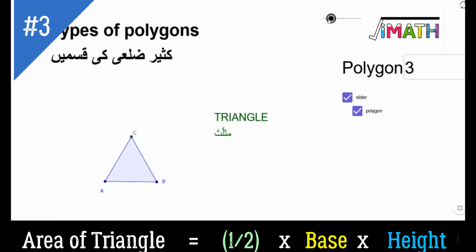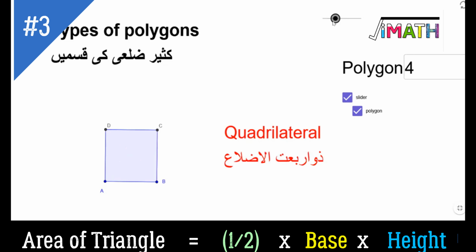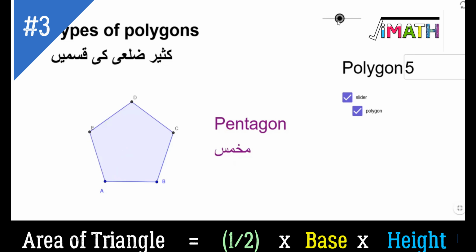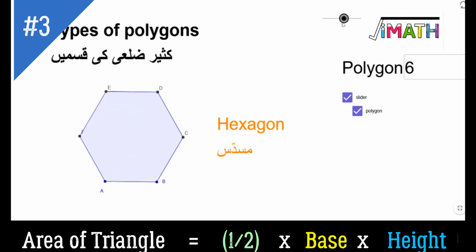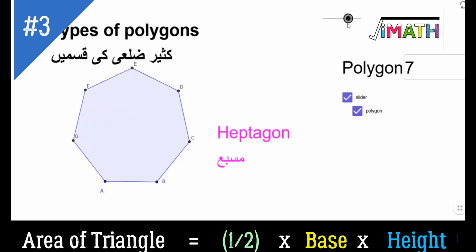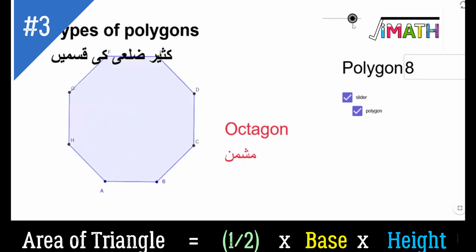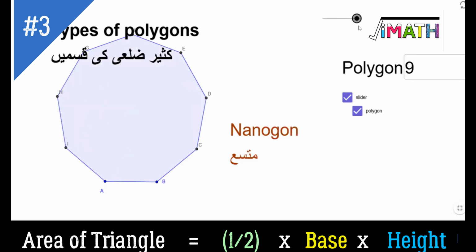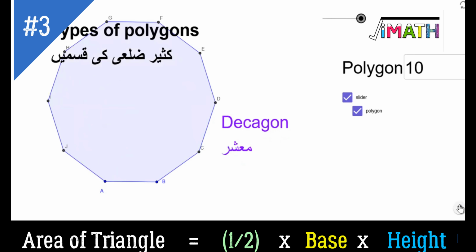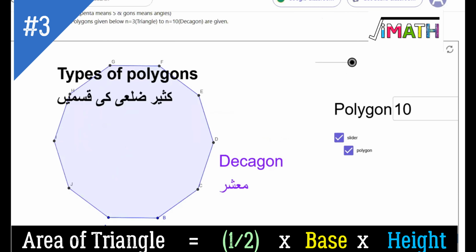And if you have four sides, we're going to call it a quadrilateral. If you have five, we're going to call it a pentagon. And this is going to be the hexagon. And the seven-sided diagram is going to be called a heptagon, and then octagon, nonagon, and decagon. So, are you ready for the quiz?